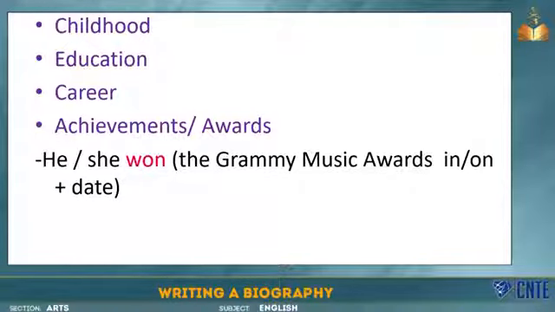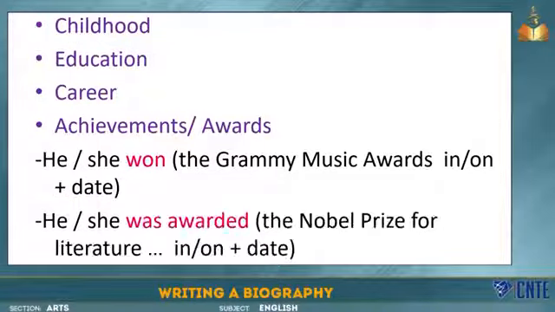We can replace the verb win by the passive verb was awarded, so we get this example. He or she was awarded, for example, the Nobel Prize for Literature or for Peace in or on plus a date. Finally, we come to the last hint, which is the death.